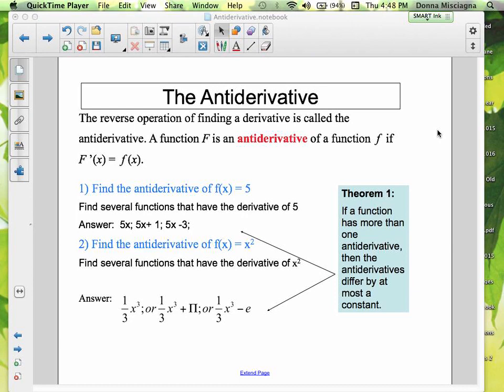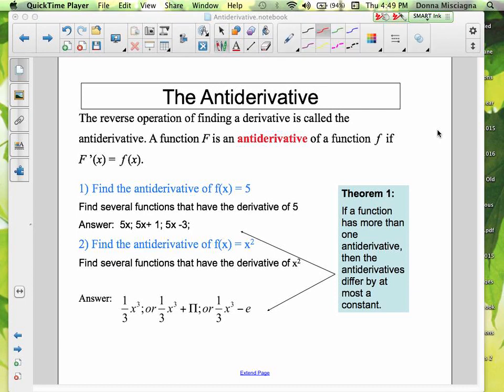Now we're going to be looking at some definitions and actually going through the process of integrating. The reverse operation of finding a derivative is called the antiderivative. A function F is an antiderivative of a function f if, when we take the derivative, we get f as an answer. So remember when we did the x cubed, right?